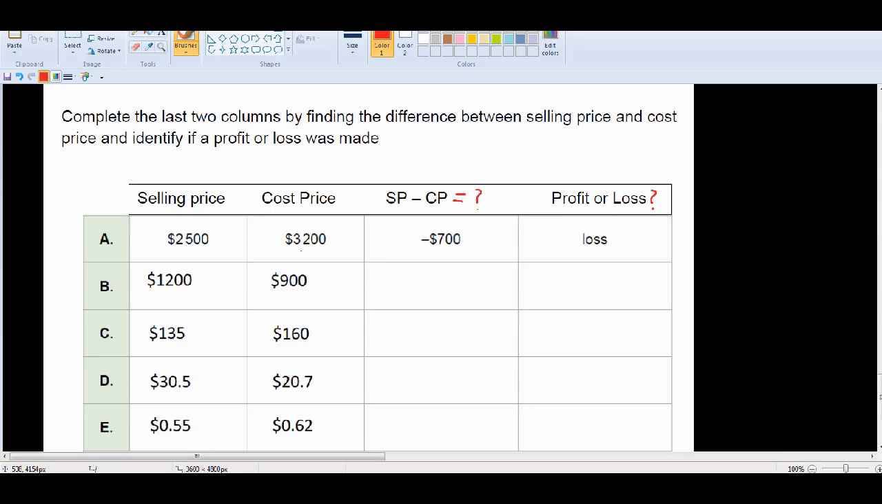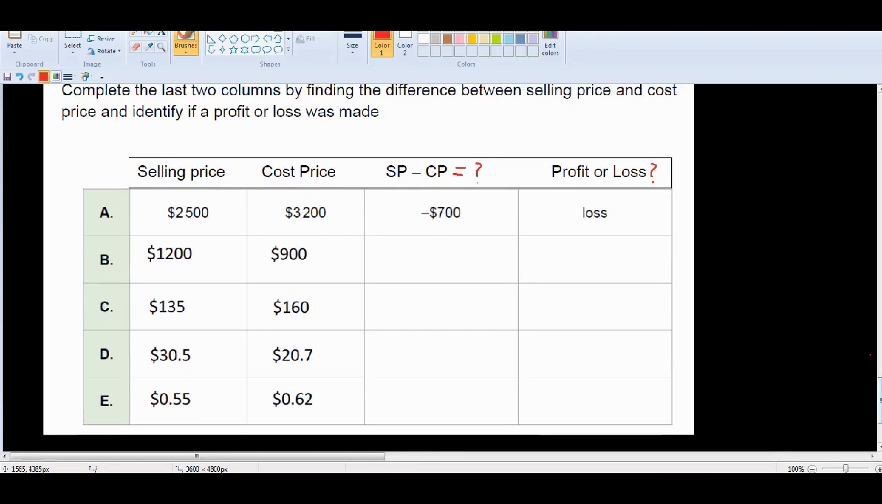If you use selling price take away cost price, it is 2,500 take away 3,200. It becomes negative 700, right? That's negative, so it must be a loss. Can we try to do B, C, D, E? I'm going to give you some time. Please pause the video now.